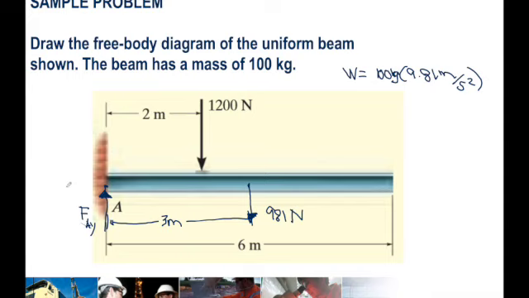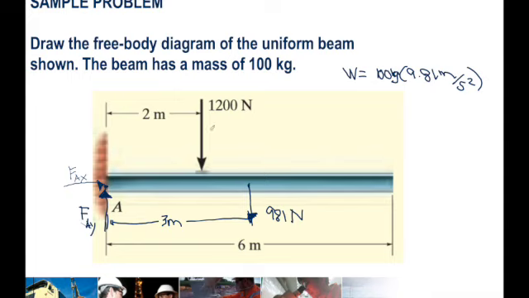We also have another support reaction along the x component, which is FAX. And the third unknown would be a couple moment. So how will we assume the direction of this couple moment, whether it's clockwise or counterclockwise? Just do a summation of moments, let's say about point A.